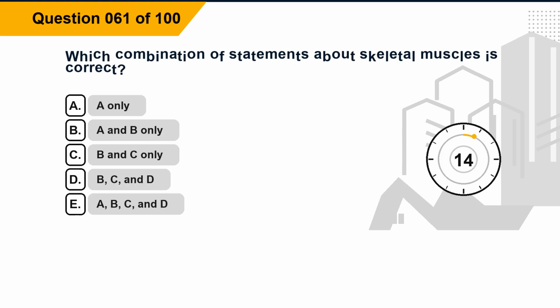Question 61. Which combination of statements about skeletal muscles is correct? Option A only. Option B, A and B only. Option C, B and C only.